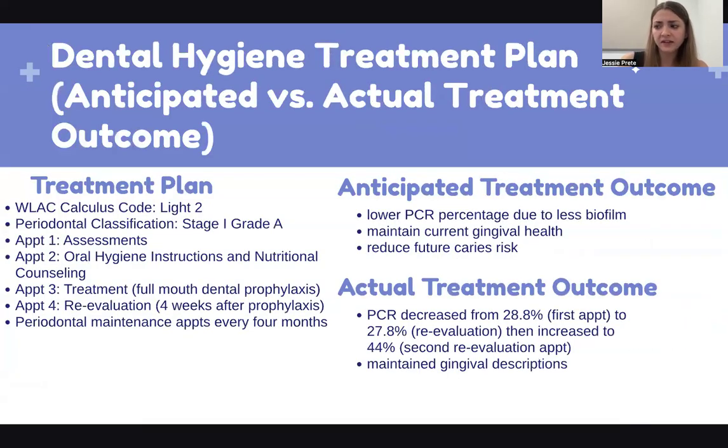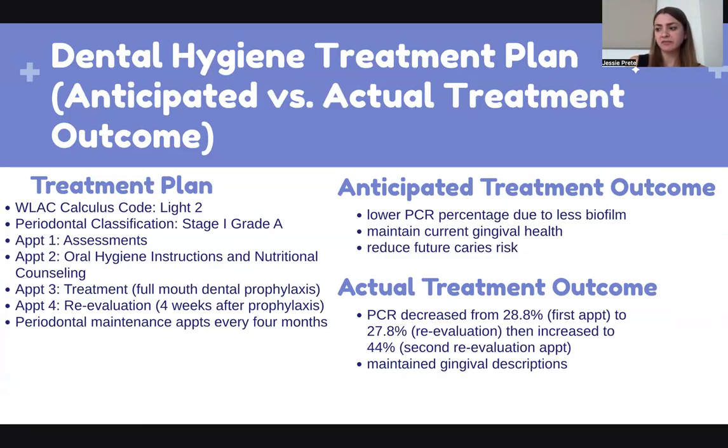The client was classified as stage 1, grade A, because of the 10% radiographic bone loss, horizontal bone loss, no tooth loss due to periodontitis, and the maximum probing of 4 millimeters on 30 mesiobuccal, and the radiographic bone loss divided by their age came out to less than 0.25. They had no history of SRP, and they were used to having dental prophylaxis appointments every 6 months.